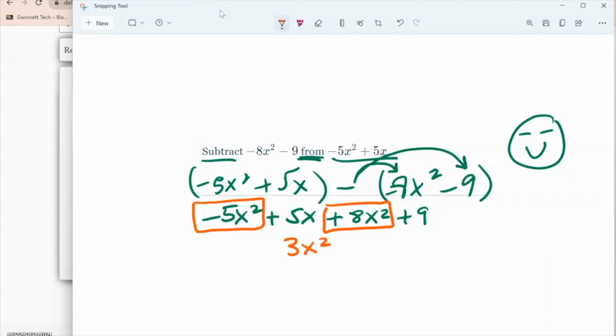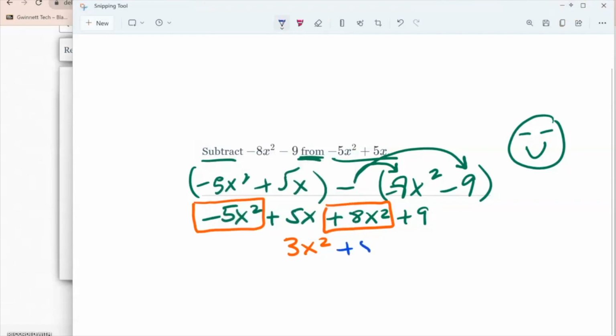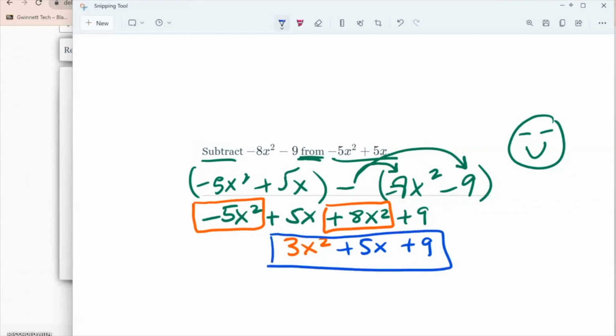So I've combined the box. Bring everything else down. So I've got a positive 5x here and a plus 9. Okay. Is there anything that looks the same? No, because x squared is by itself, 5x is by itself, and 9 is by itself. So nothing looks the same. There's nothing left to combine. This is my final answer.